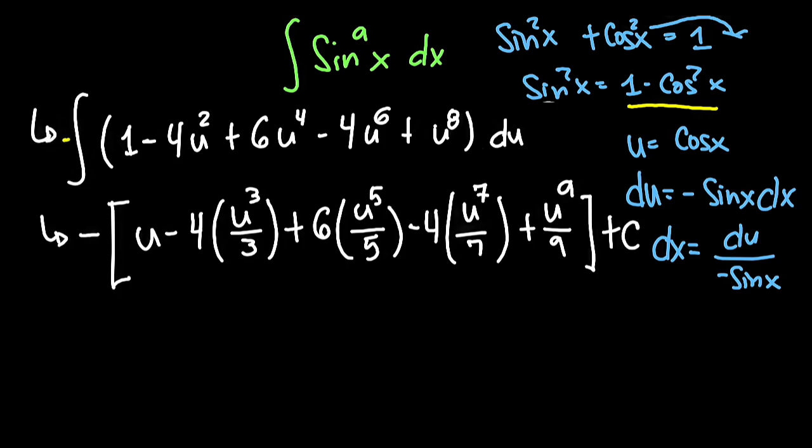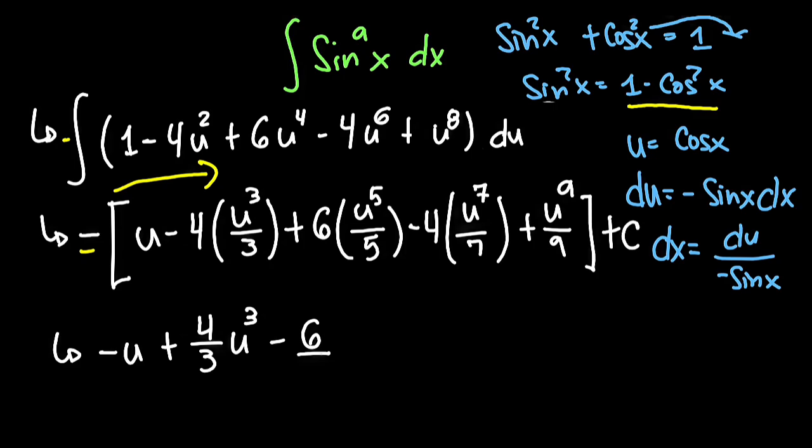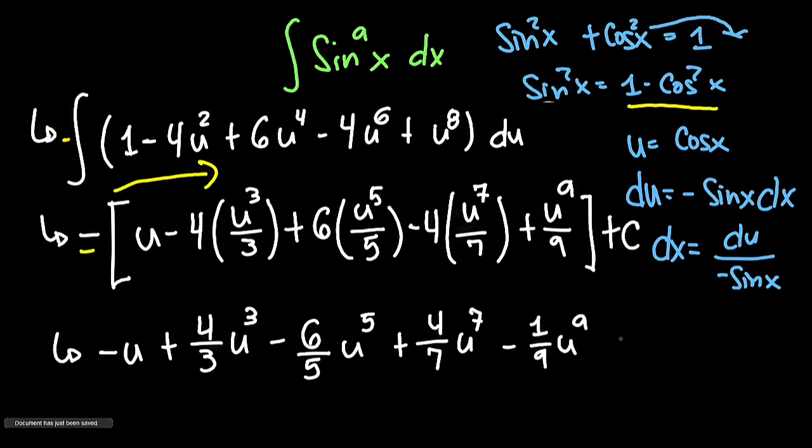Simplify this and also distribute the negative value amongst this bracket. This would be negative u. Negative here and negative would make a positive sign, which is plus 4/3 u to the power of 3 minus 6 over 5 u to the power of 5 plus 4 over 7 u to the power of 7 minus u to the power of 9 over 9, or let's put it 1 over 9 multiplied by u to the power of 9 plus c. Remember, the signs here will switch because of the negative sign outside.